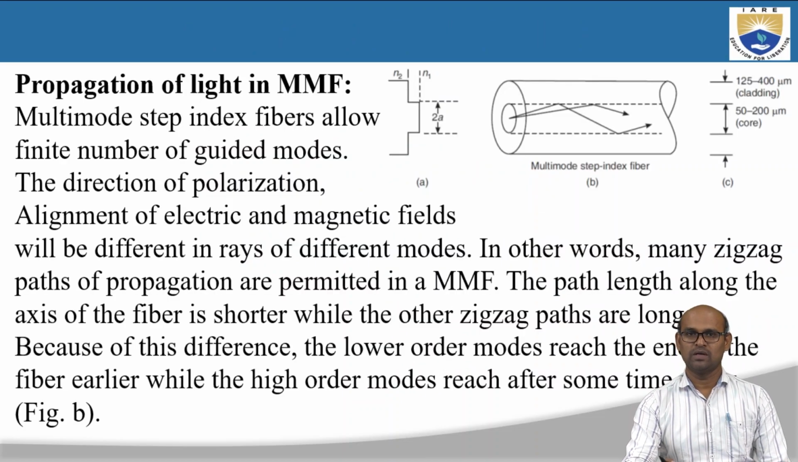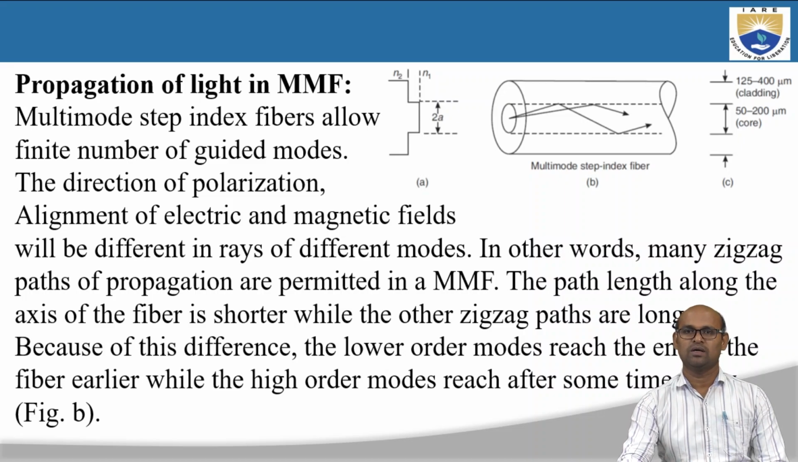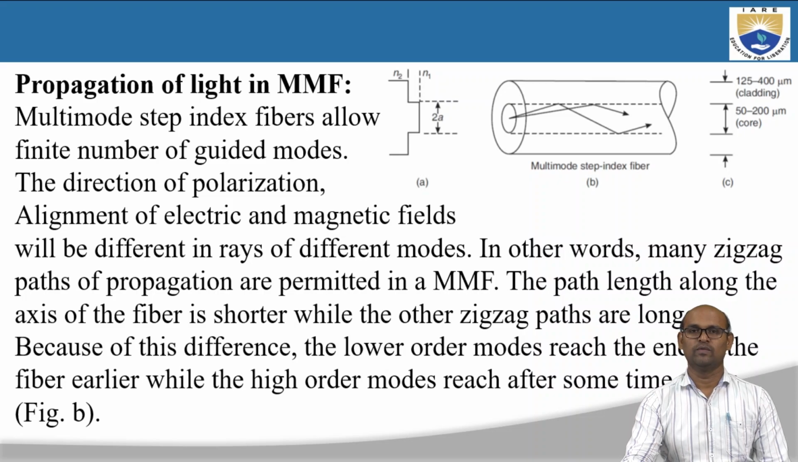So we now have the basic inputs: the classification of optical fibers based on three parameters. We have 8 different types of optical fibers, and in the last presentation, I discussed the propagation of light in single mode step index fiber. In this presentation, I am going to discuss the propagation of light in multi-mode step index fiber.